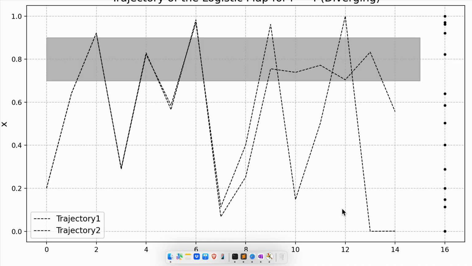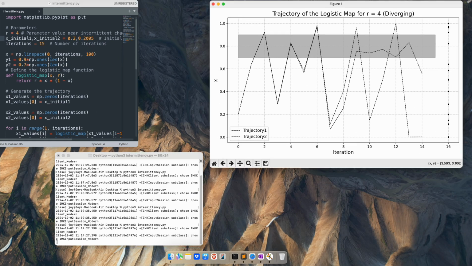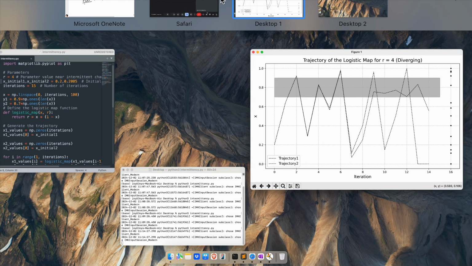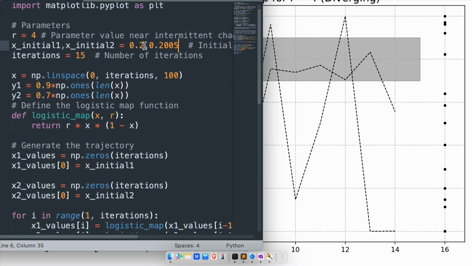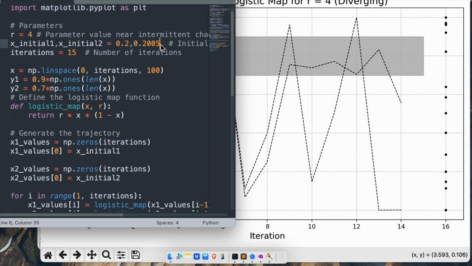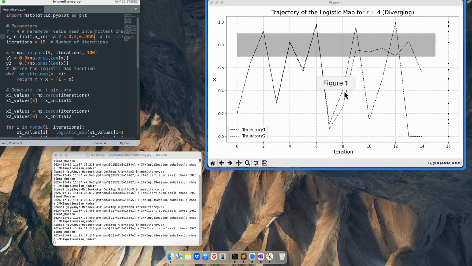So you see here, I am plotting that tinier interval between 0.2 to 0.2005. So this is a very tiny interval, and I am iterating this interval.